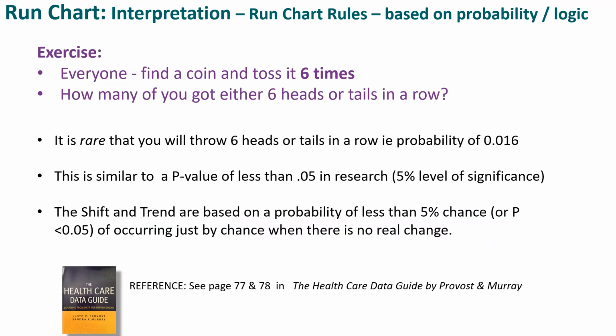We're now going to do an exercise. If everyone can find a coin, I'd like you to toss it 6 times. How many of you got either 6 heads or 6 tails in a row? It's rare that you'll throw 6 heads or 6 tails in a row. In other words, there's a probability of 0.016. This is similar to a p-value of less than 0.05 in research, or a 5% level of significance. So the shift and a trend are based on the probability of less than 5% chance, or a p-value of less than 0.05, occurring just by chance when there was no real change.